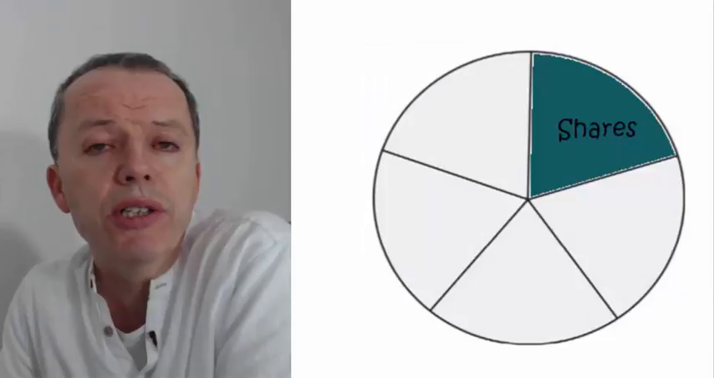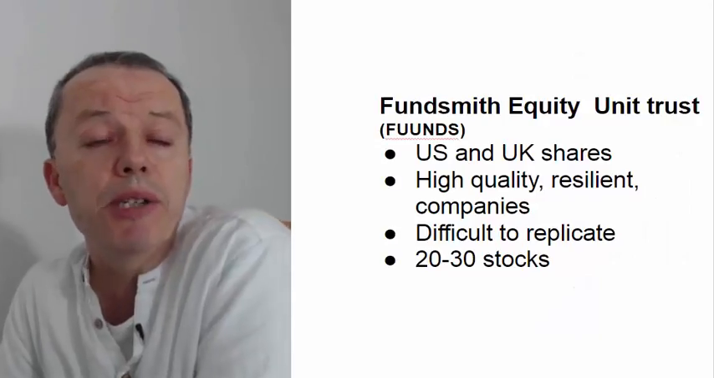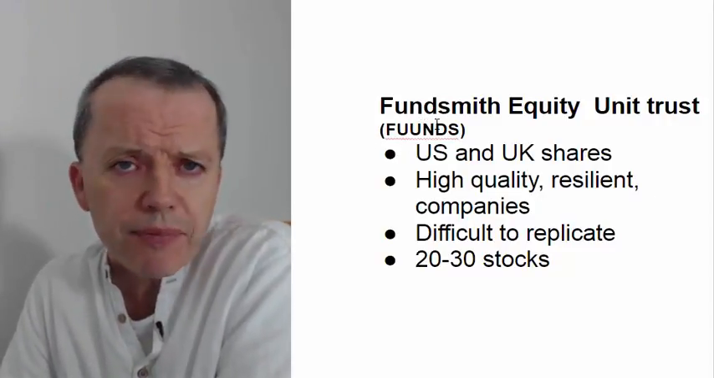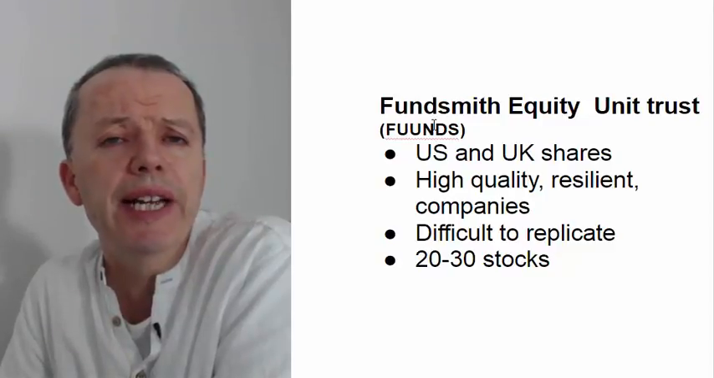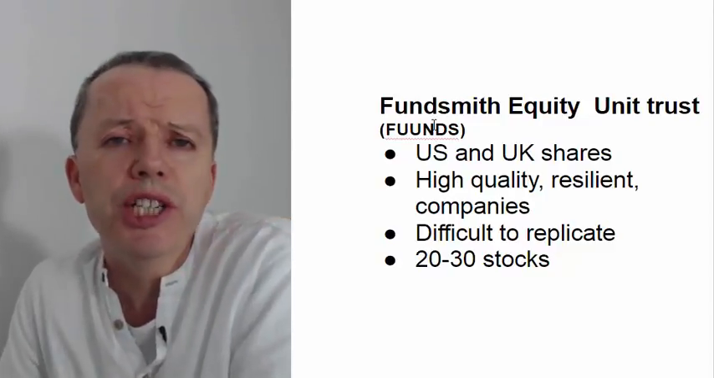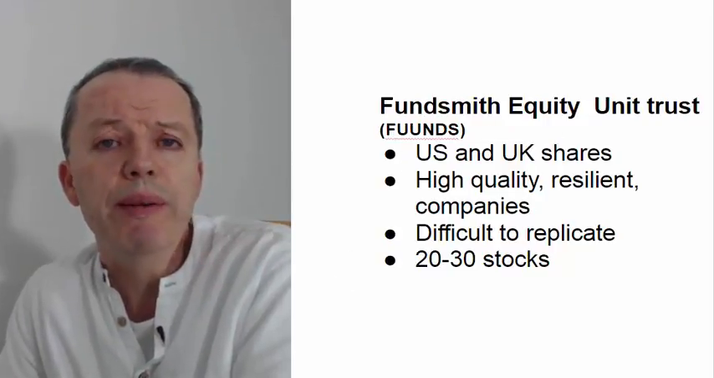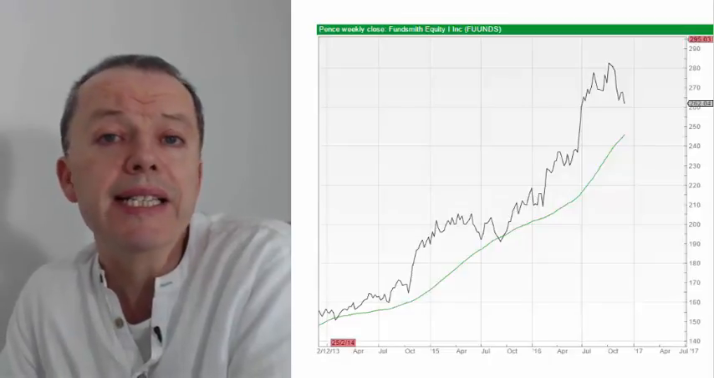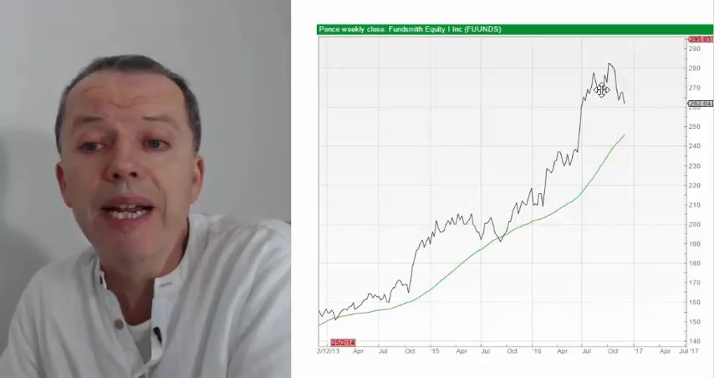So what I'm going to do first of all is look at shares, and to be exposed to shares I use a unit trust called Fundsmith Equity, which has 20 to 30 different shares, sort of US and UK based, high quality shares, blue chip stuff with big moats of value around them, very difficult to replicate. It's a very popular unit trust at the moment. It's doing really well.